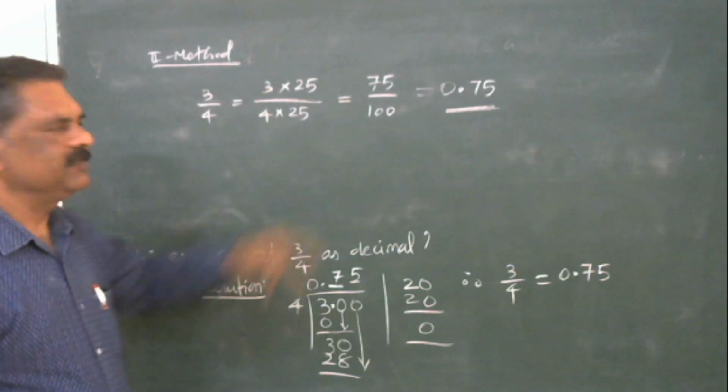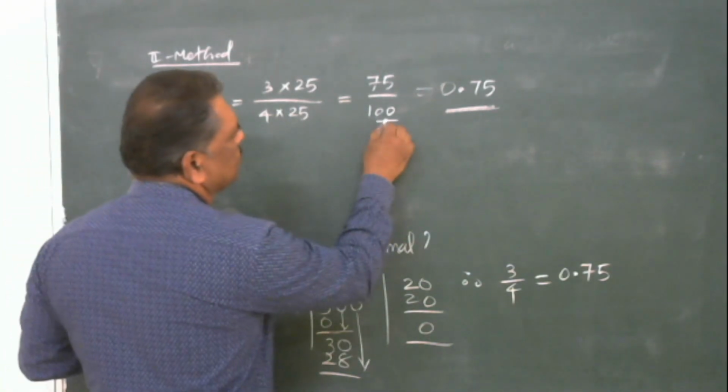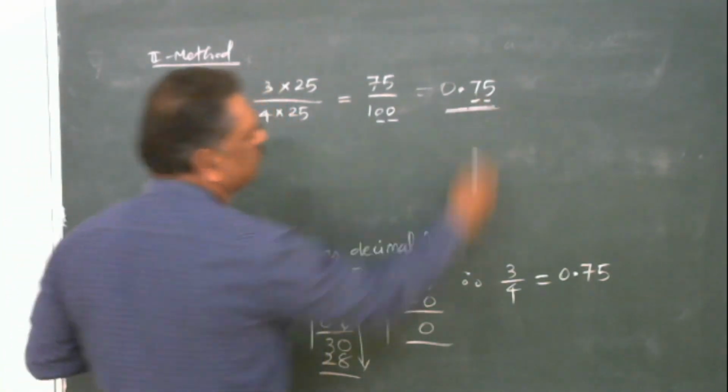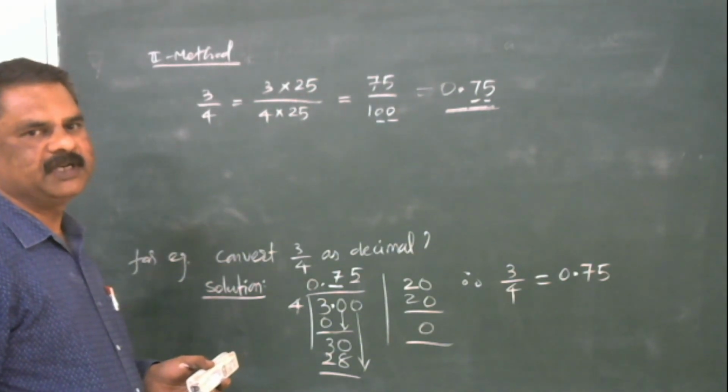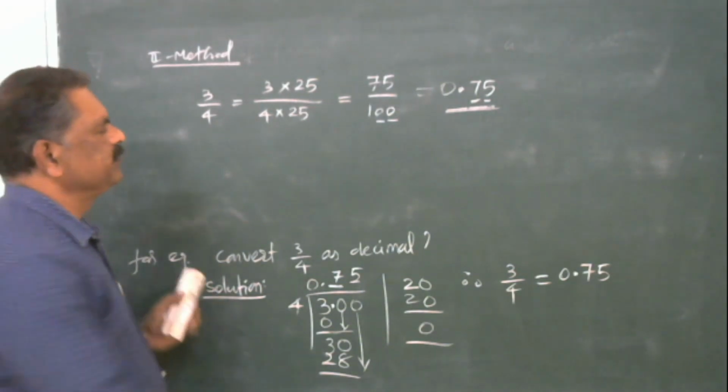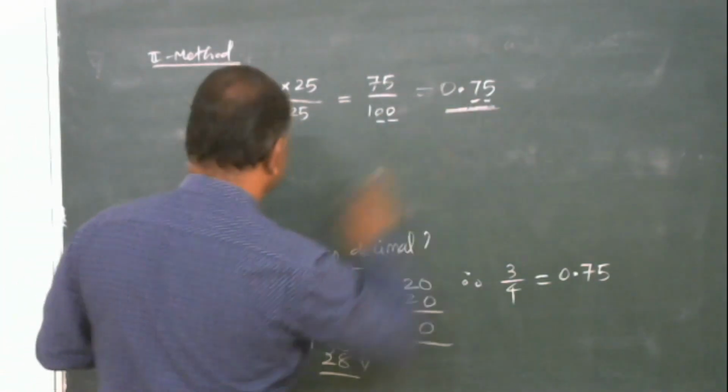There is another way. If there are 2 zeros, 2 decimal places should be there. 2 zeros, 2 decimal places. 3 zeros, 3 decimal places. So 75 hundredths is 0.75.